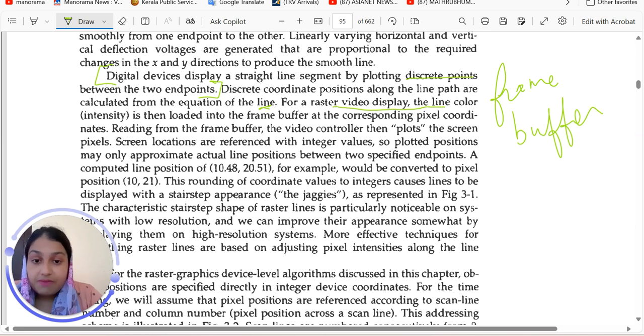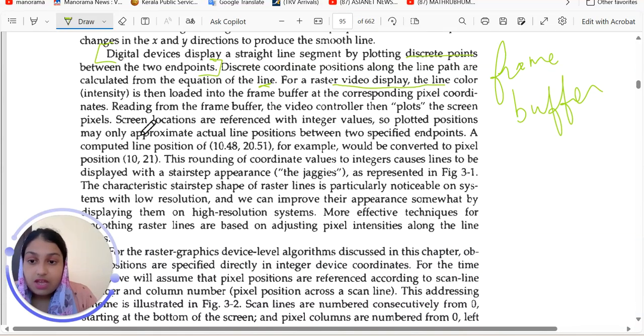Now, reading from the frame buffer, the video controller then plots a screen pixel, and then we have the jaggies. Now, this rounding of coordinates: screen locations are referenced with integer values, so plotted positions may only approximate actual line positions between two specified endpoints. We will not get the exact position, only an approximation. And this will later be converted to pixel positions.